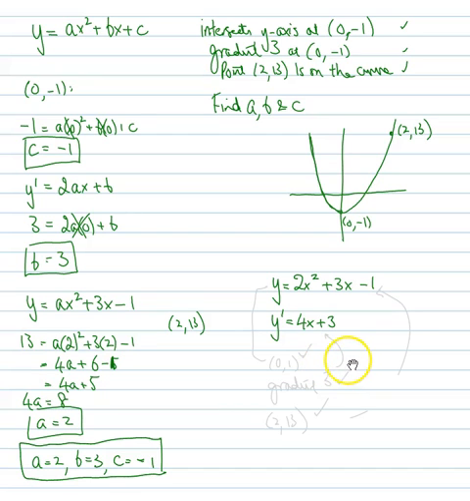So let's do the (0, -1). Is that on the curve? Let's plug (0, -1) into there. Those are all 0 and -1, so that one works. Let's look at the gradient of 3 when x equals 0. You plug the 0 in there, and you get the gradient of 3, so that works. And then the (2, 13): 2 squared is 4, times 2 is 8, plus 3 times 2 is 6. So 8 and 6 is 14, minus 1 is 13, so that works. If you've got the time, do the check, and you get the right answer.